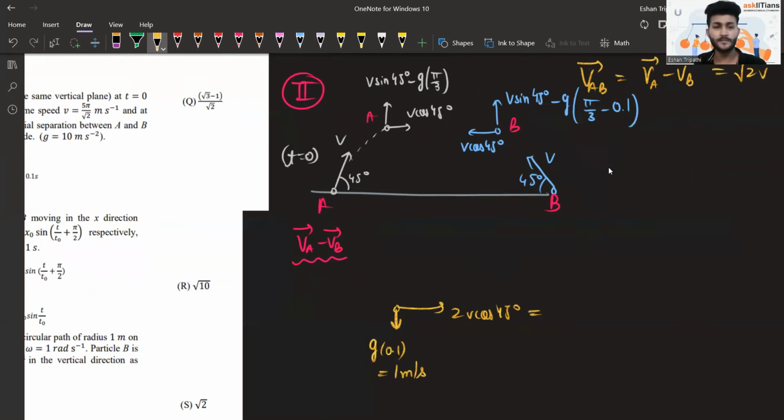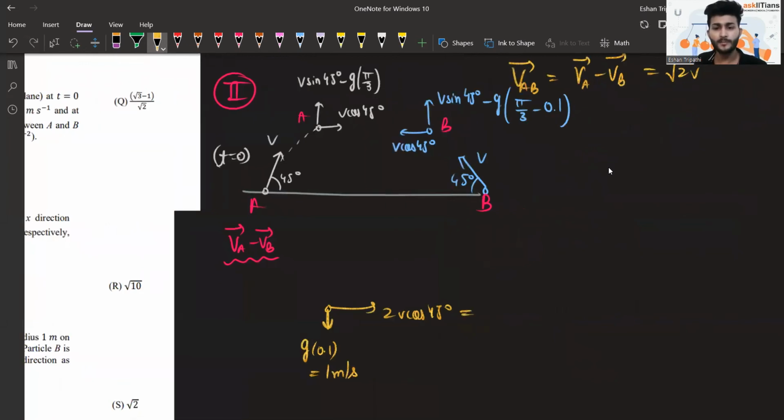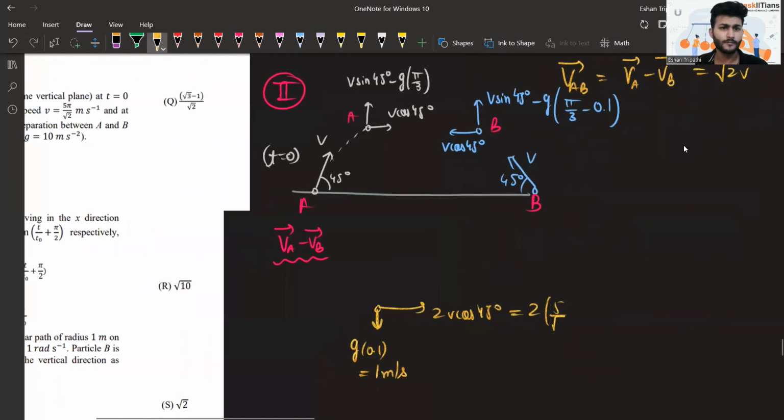And this was moving with speed how much? 5 pi by root 2. So it is moving with 2 times 5 pi by root 2 into cos 45, which is 1 by root 2. This comes out to be 5 pi meters per second. So rightward velocity is 5 pi, downward velocity is 1.